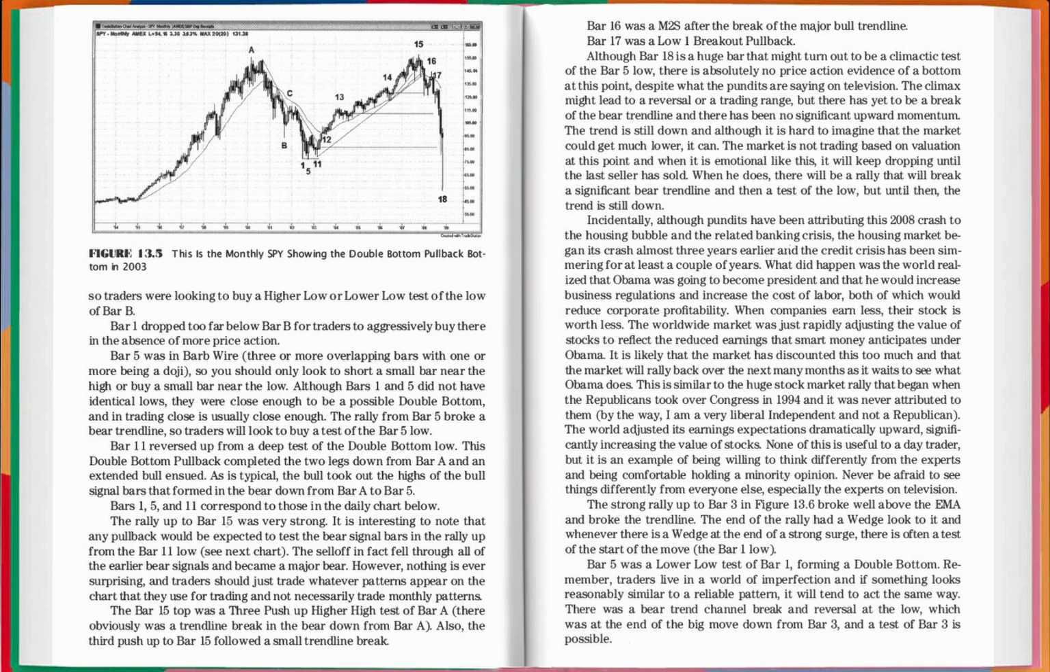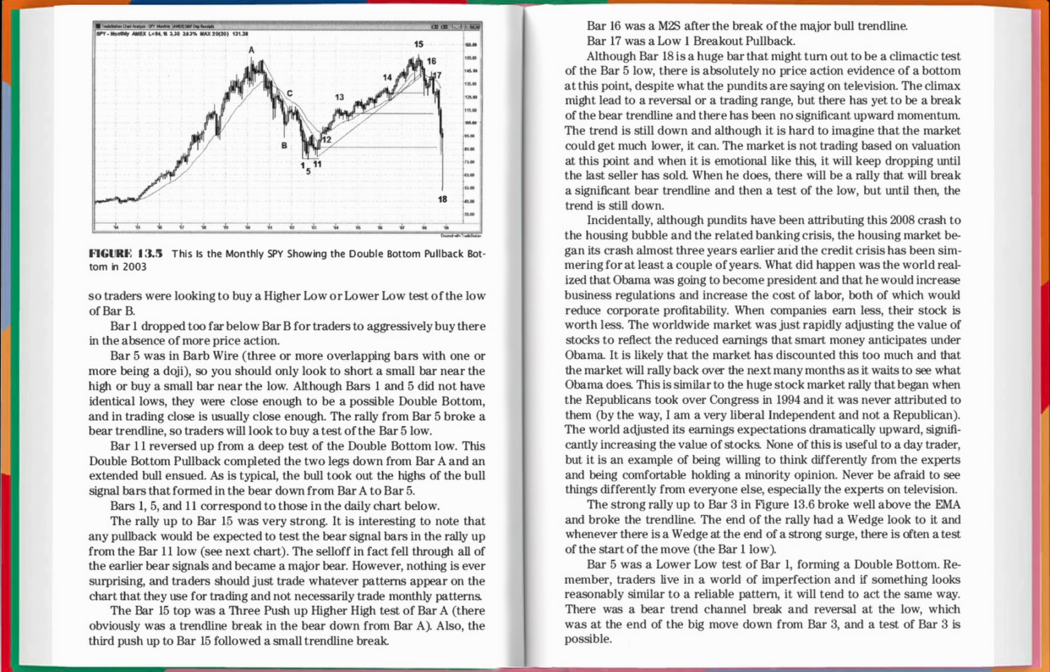Bar 5 was in barbed wire, 3 or more overlapping bars with 1 or more being a doji, so you should only look to short a small bar near the high or buy a small bar near the low. Although bars 1 and 5 did not have identical lows, they were close enough to be a possible double bottom, and in trading close is usually close enough.